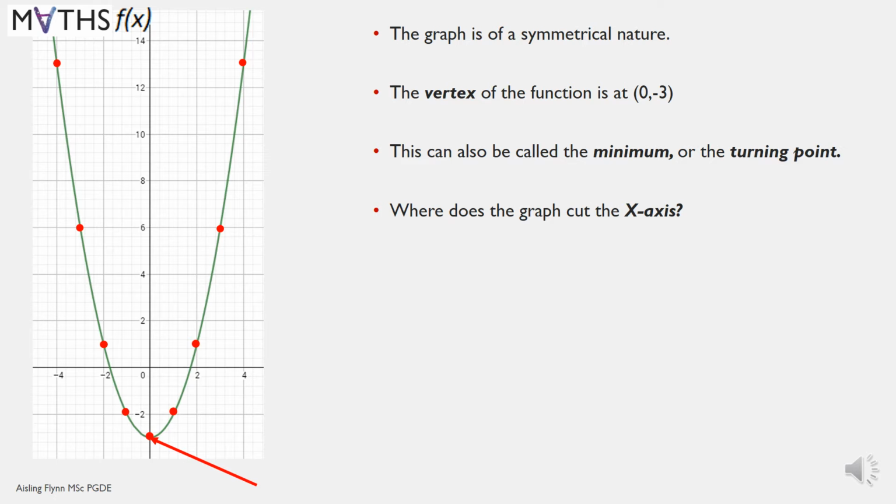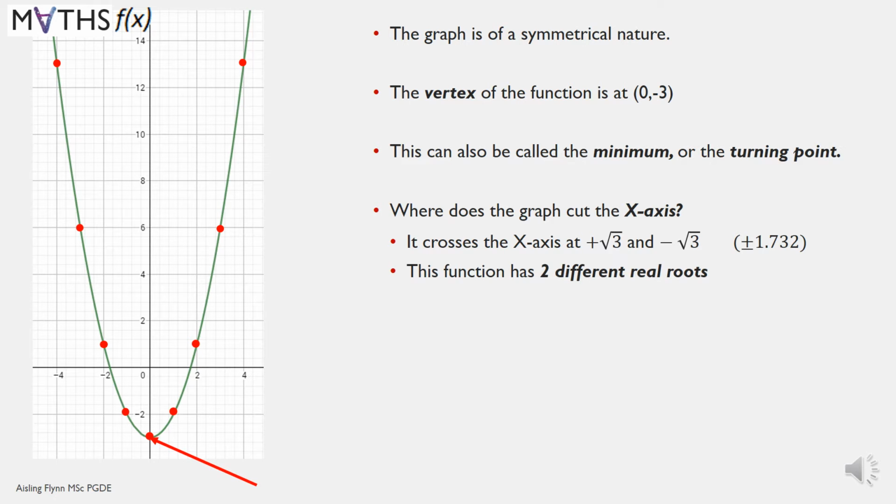Where does the graph cut the x-axis? You can see it here with the green arrows. They are equal to plus √3 and minus √3. √3 is 1.7 something. I'll show you how to get that in a moment. And you can see that this graph does cut the x-axis. It does go down below the x-axis, and there are 2 different places where it cuts the x-axis.